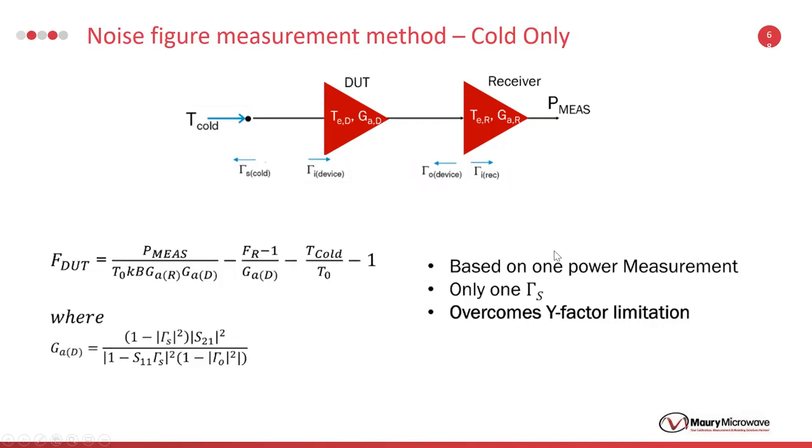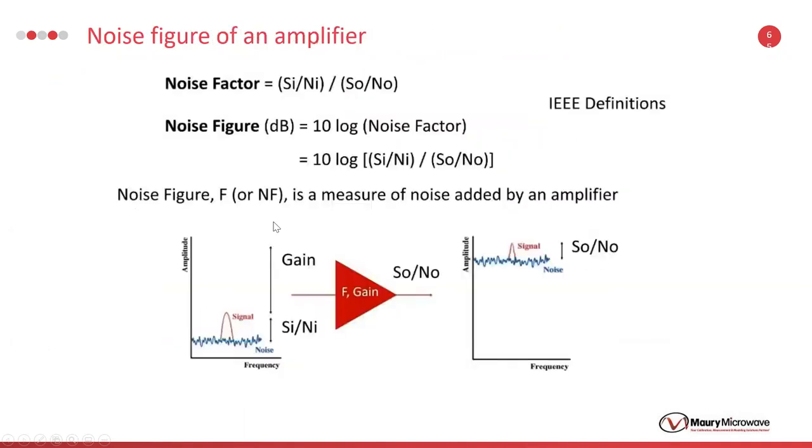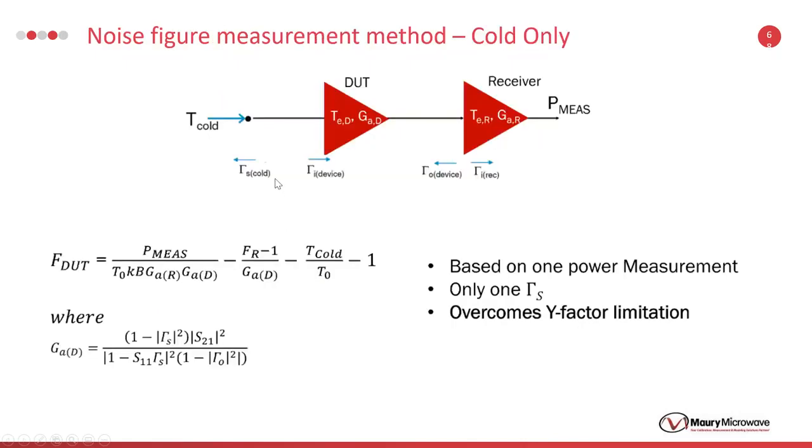So based on the power measurement and the measurement of the DUT, I need to know the DUT a little bit in advance. So I measure the S parameter of the DUT to get that information. The advantage is that the gamma source the device sees is only one gamma source, which is the gamma source at T cold.